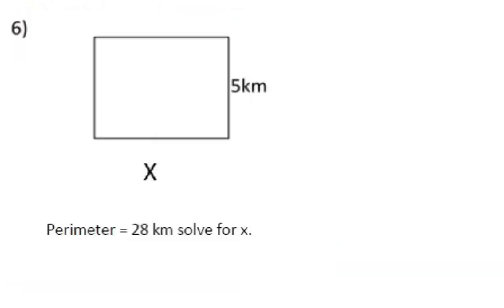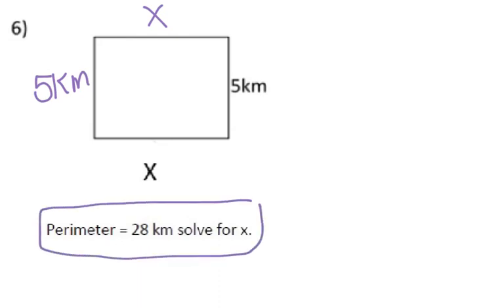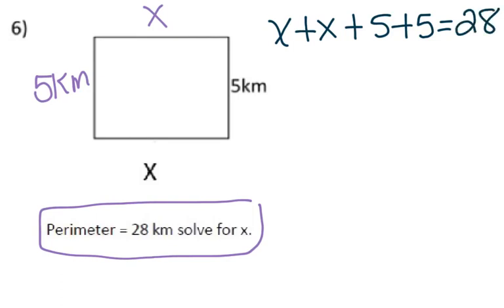Okay, this next problem is very similar to the last one. So the first thing I'm going to do is label my sides. So if this bottom side is X, that means this top side is X. If this is 5 kilometers, then this side is 5 kilometers. And they tell us down here that our whole perimeter around the rectangle is 28 kilometers. So I'm going to write an equation. X plus 5 plus 5 is equal to 28.